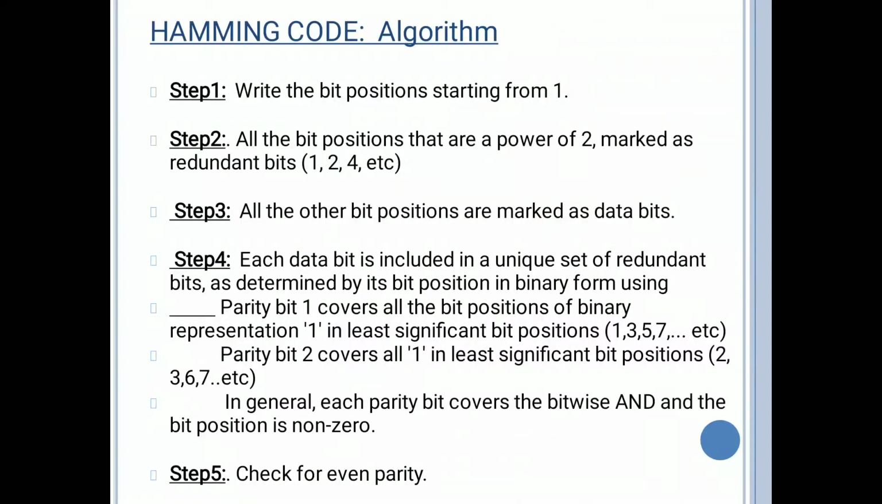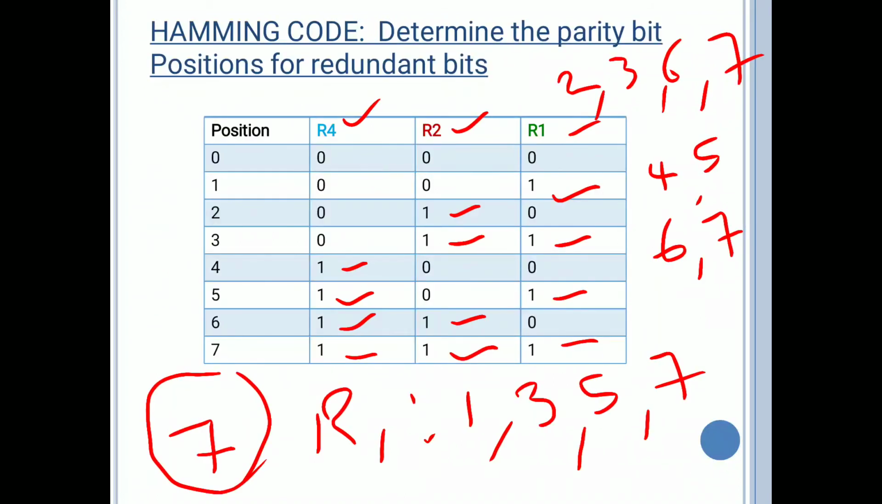In general, each parity bit covers the positions where the bitwise AND with the bit position is non-zero. By applying this technique, we will find the even parity values. In the final step, check the even parity. We need to find the even parity for each and every value. Consider the example and we will explain it. So this is the concept of Hamming code.